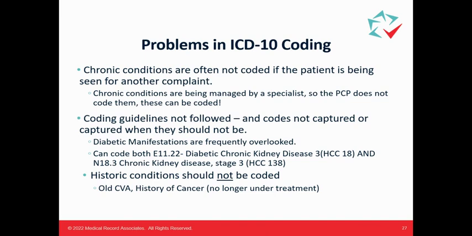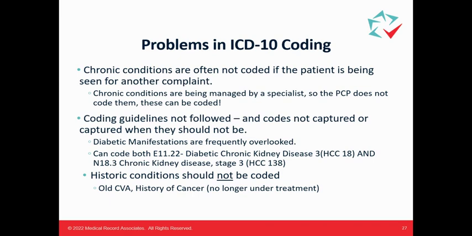The things that we see are like chronic conditions are often not coded if the patient is being seen for another complaint, okay? Chronic conditions are being managed by specialists, so the PCP doesn't code them. These can be coded, okay, if they refer the patient to a specialist or the specialist is managing. They just need to document that, and it is a codable condition for a PCP. We also see that coding guidelines just aren't followed, and a lot of times people aren't aware of what the coding guidelines are. So that is a big deal.